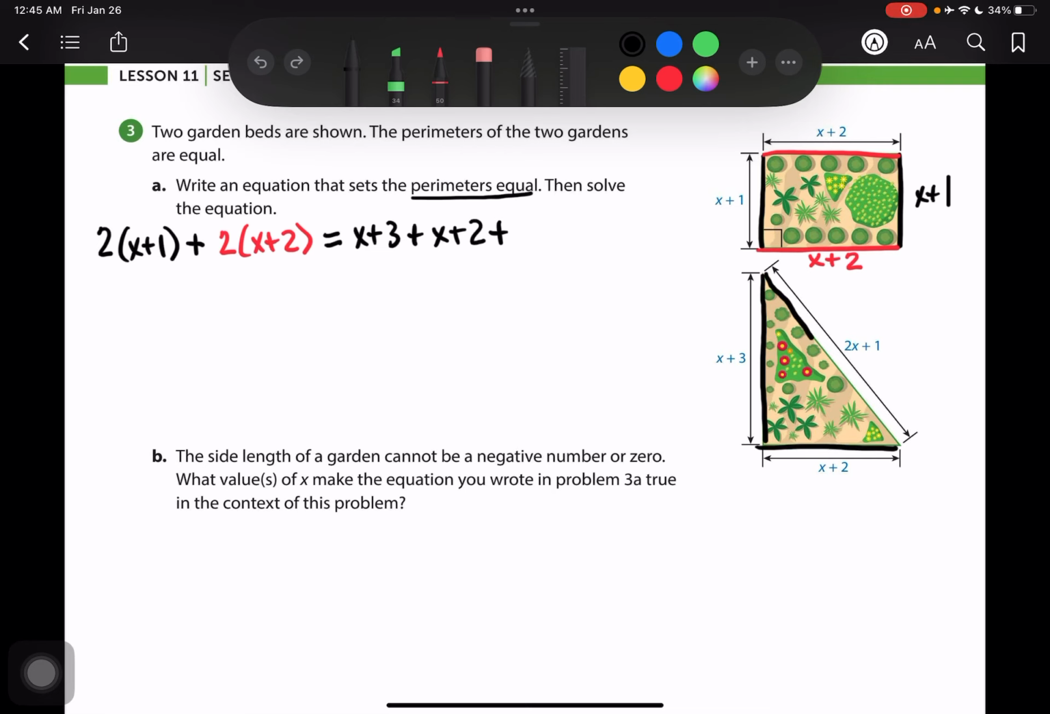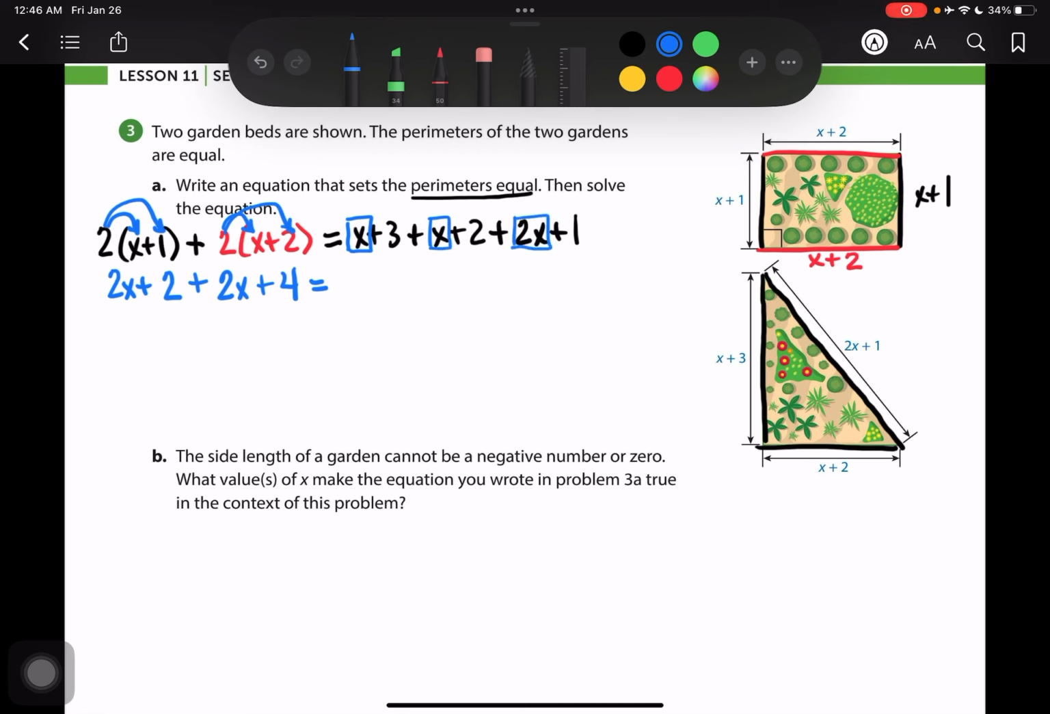Now we want to apply the distributive property. We're going to multiply 2 times x, which is 2x, plus 2 times 1, which is 2, plus 2 times x, which is 2x, plus 2 times 2, which is 4. And we're going to set that equal to, we want to combine like terms over here. So what I want to do is box in all of my variable terms. And I'm going to underline all of my constants.